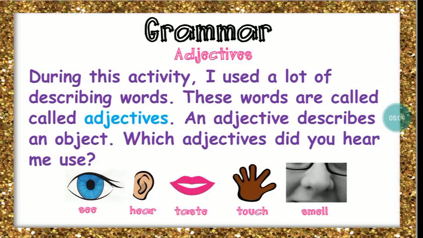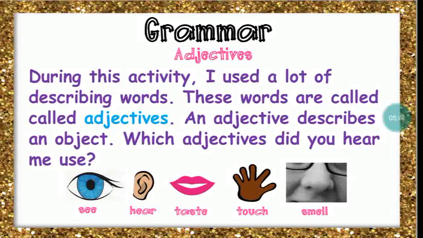So during this activity, I used a lot of describing words. These words are called adjectives. An adjective describes an object. Do you hear me? An adjective describes an object. It tells you more about an object. If I say my bag is black, the adjective is black. Why? Because the black is telling me more about my bag.